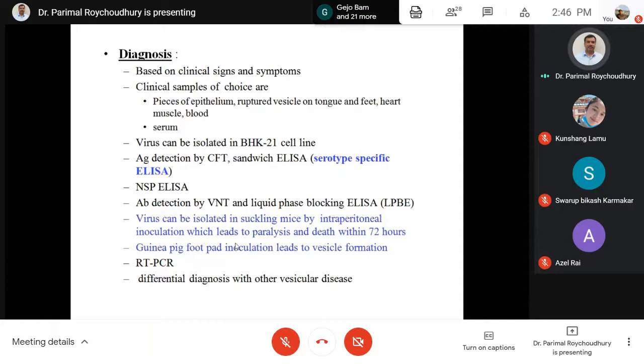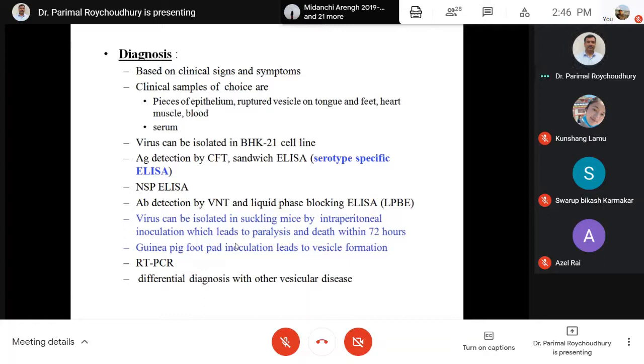So for laboratory diagnosis, we need to collect some clinical samples, and mostly it is the ruptured epithelium from the tongue. We can also collect blood, because the virus is present in the blood as well. Serum samples you can collect for serological investigation.